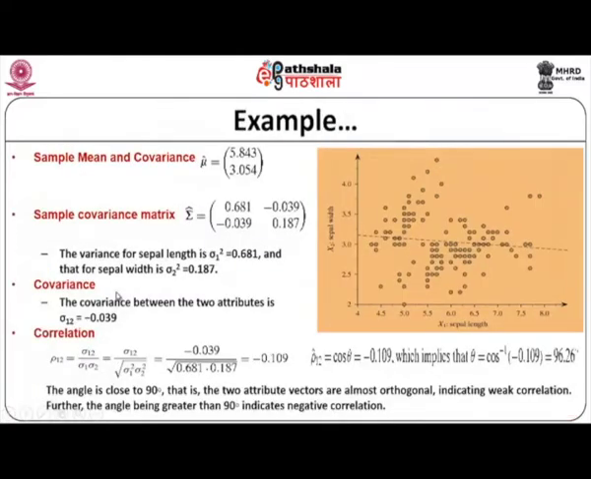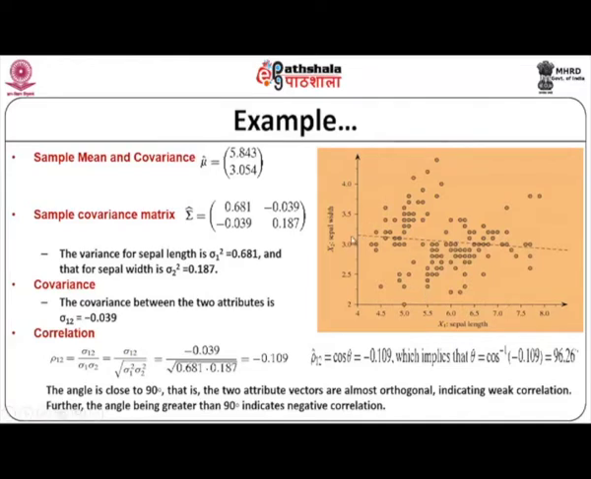Now let us increase the dimensions. For the same iris data set, we are now going to take two dimensions. One is the sepal length, which you have already seen, and another one is the sepal width. When the sepal length and sepal width are plotted, it may look like this graph. From this graph, we can derive various measures like mean, covariance, covariance matrix, and then the correlation.